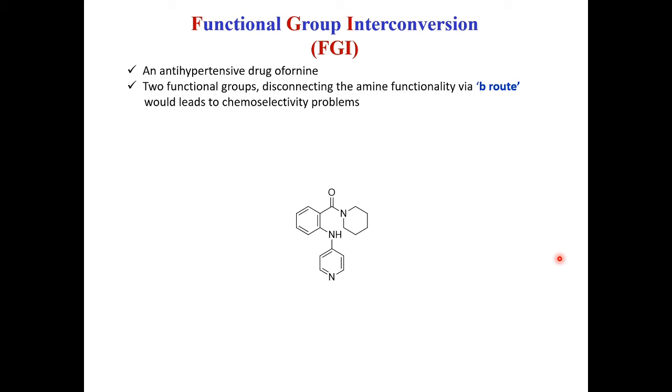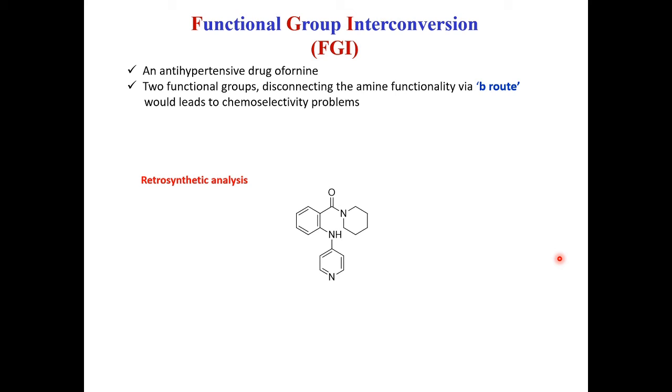our disconnection must correspond to a reliable reaction. The second guideline suggests checking whether our target molecule has a heteroatom or not. If it has, then try to disconnect the bond next to the heteroatom. And the third guideline suggests that we choose an alternative disconnection to avoid the chemoselectivity problem. So let's have a retrosynthetic analysis for this particular molecule.